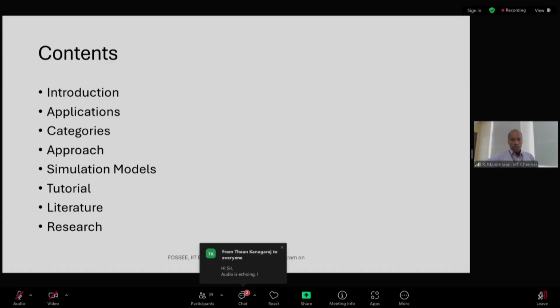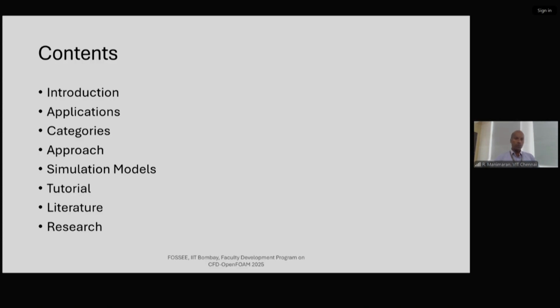What are the simulation models available in OpenFOAM for different categories and applications? Let me give you a quick glimpse of the tutorials available in OpenFOAM, how to do it, and how it is different from other flows like incompressible flow. Then we will look at the literature: what is available on multiphase flow in OpenFOAM, and the recent literature. Let us also discuss that. And finally, I'm going to talk about the research I have carried out at VIT Chennai.